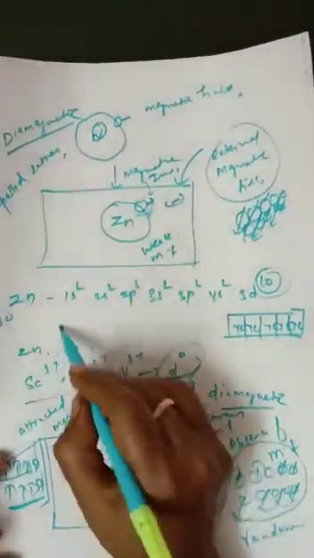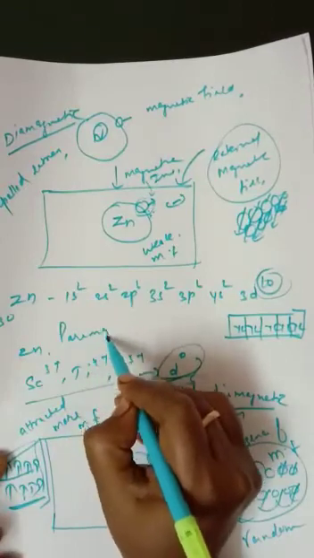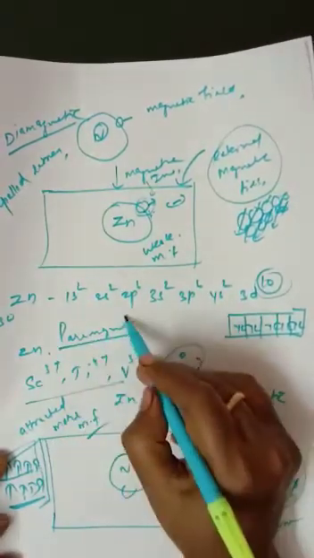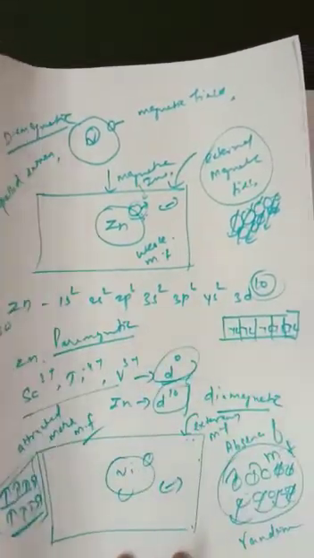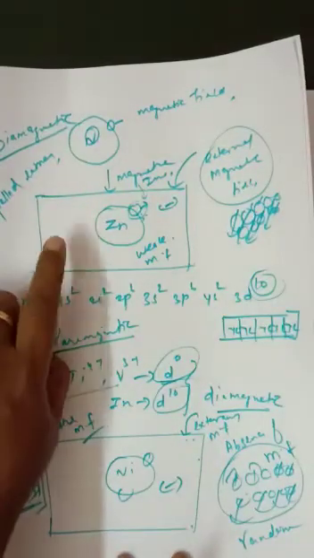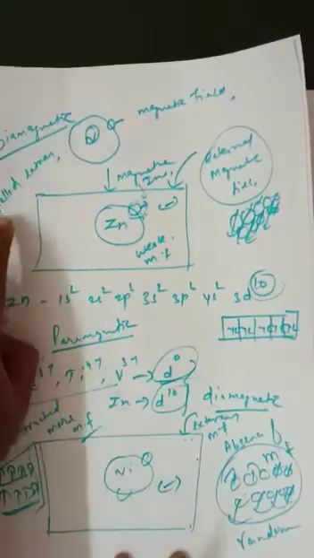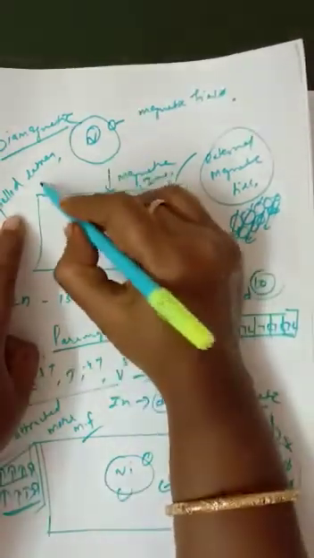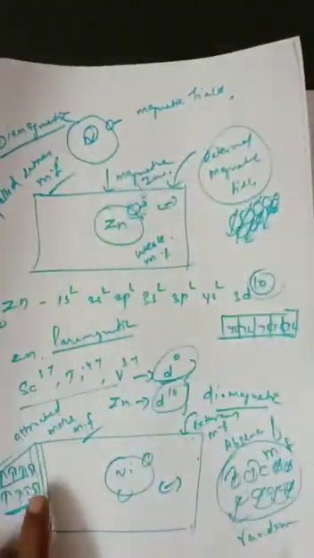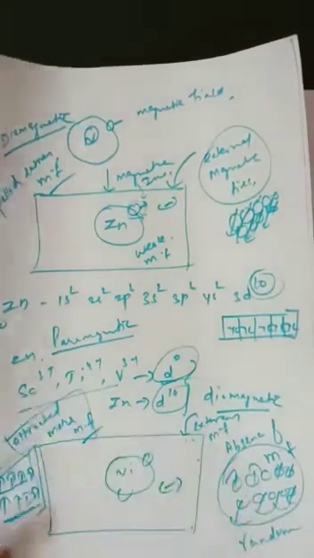So what is the difference between diamagnetic and paramagnetic? In diamagnetic, there are completely filled electrons and no unpaired electron is present, and it repels the external magnetic field. In paramagnetic, an unpaired electron is present, and it attracts the magnetic field.